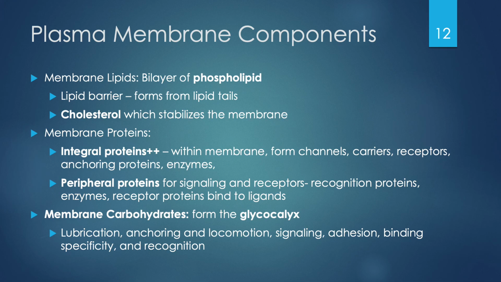The third is carbohydrates. So carbohydrates are important because they form the glycocalyx, which is just really a number of large molecules that extend out beyond the outer surface of the membrane that create kind of an outer layer, if you will. So that glycocalyx is responsible for lubrication and protection. It also helps to anchor the cell and locomote it around if needed. It's involved in cell signaling, adhesion, binding, specificity, and also recognition.